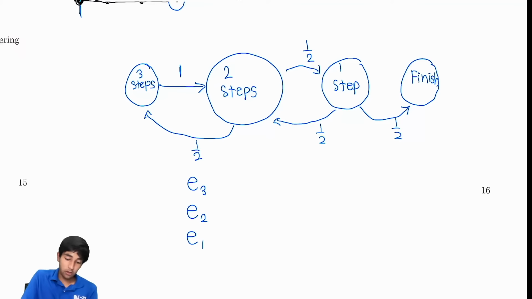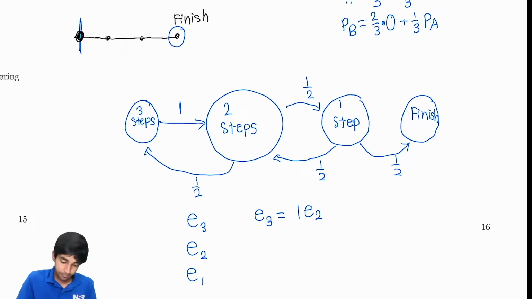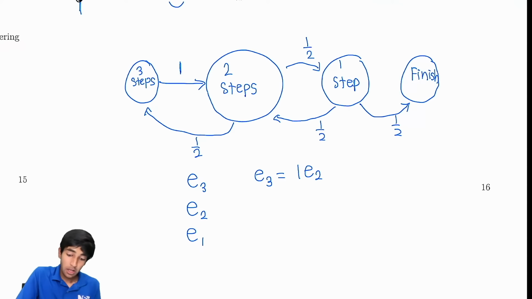So what we can do is write these equations. From 3, there's a guaranteed chance of going to 2 steps away. So do we just say e of 3 equals 1 times e of 2, like we did for probability? No. It's slightly different here. Let's say the number of expected steps from 2 steps away is x. The number from 3 steps away is not going to be x. Remember, we took 1 step to get to this point. This whole process of going from here to here was 1 step. So what we have to do is add 1 in this equation.